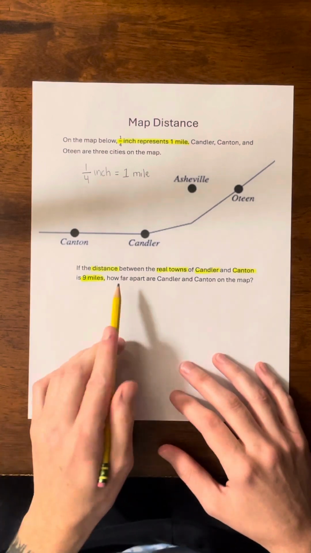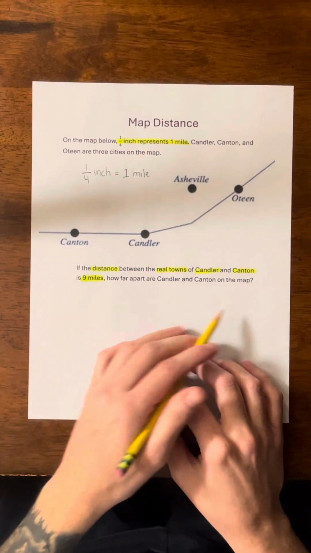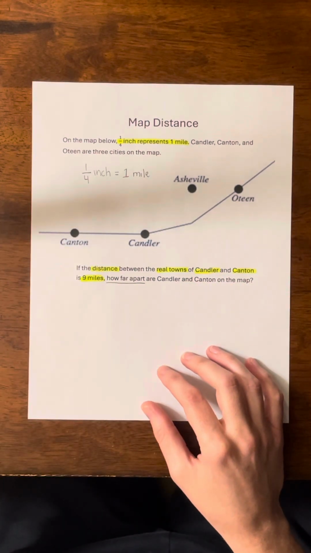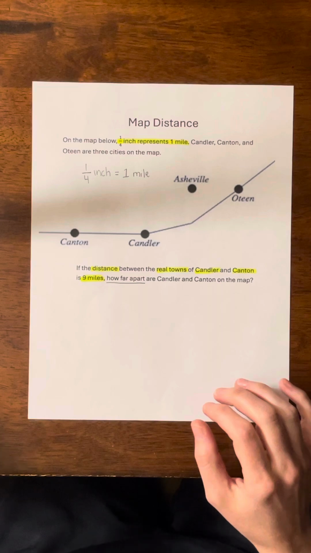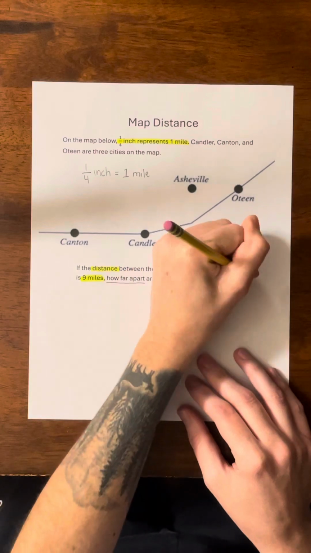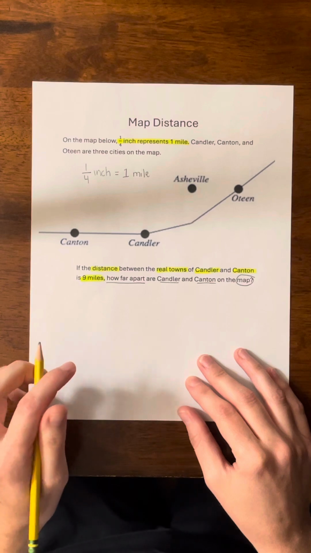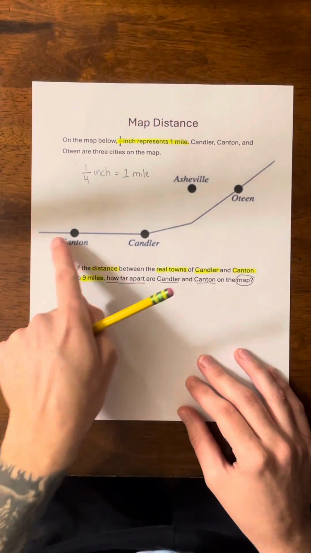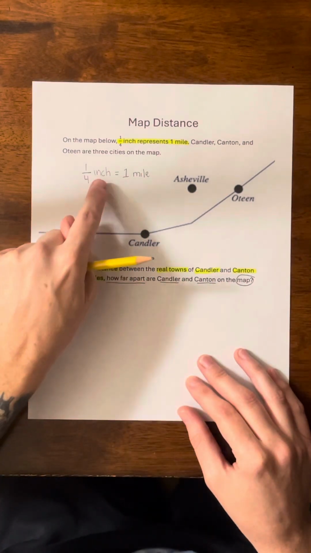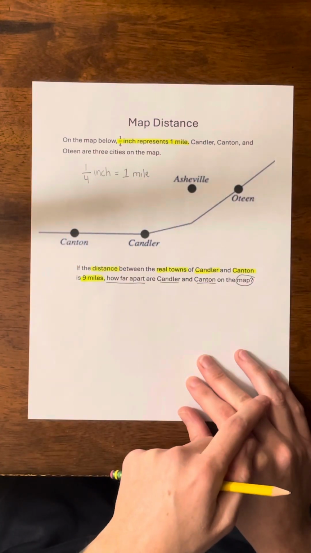The second part of our problem says, how far apart are Candler and Canton on the map? Okay, so just from reading this second part of our problem, we know that we're trying to solve how far apart, and how far apart is a length. How far apart are Candler and Canton on the map? On the map up here. So we know that the real distance between Candler and Canton is 9 miles, and on the map, we're trying to figure out how far they are on the map. And on the map, we're talking about inches. Because remember, our scale is 1/4 inch on the map is equal to 1 mile in real distance.